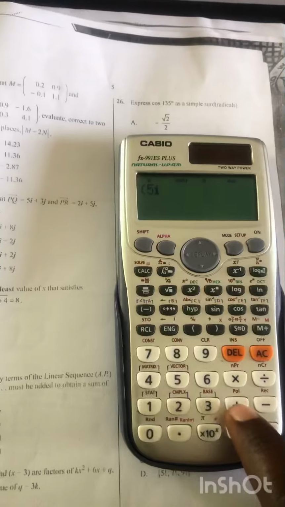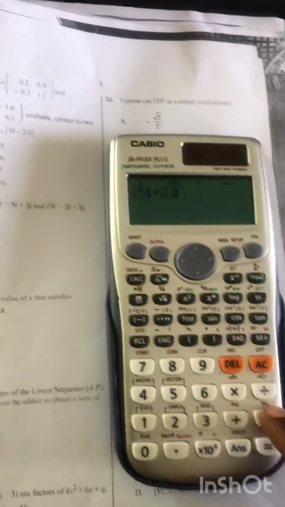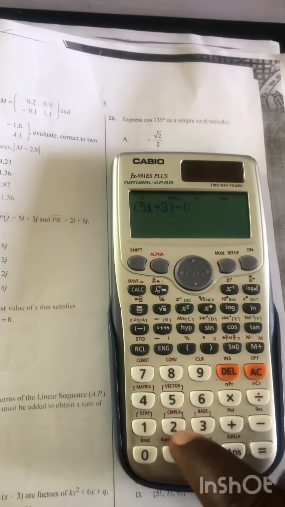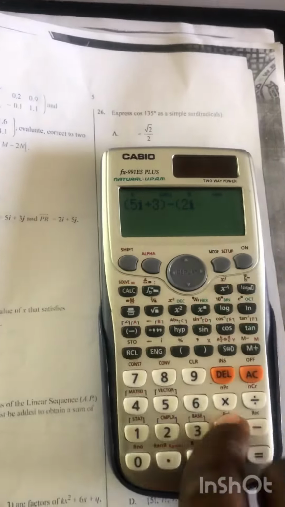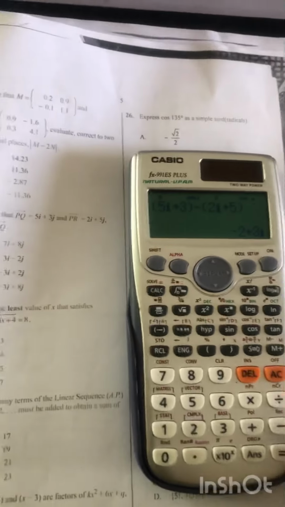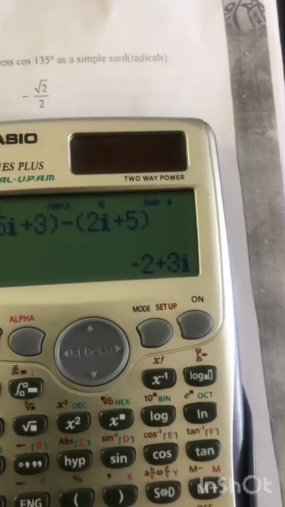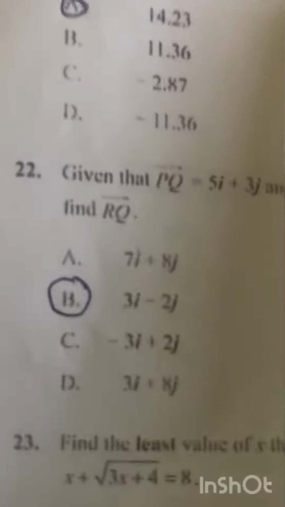5i plus 3j. I close it, minus PR is 2i plus 5j. I press equal to. So I get the answer to be 3i minus 2j, which is B.